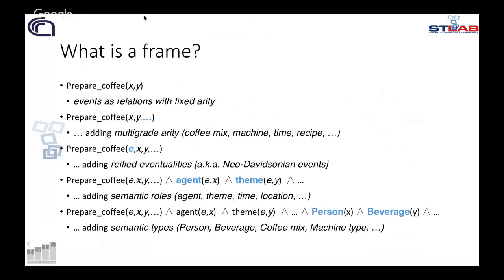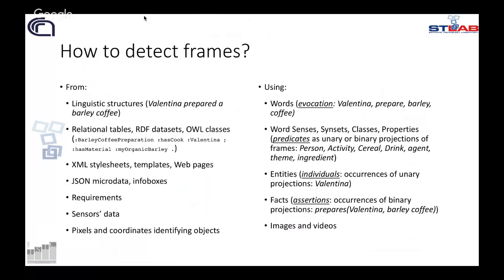And finally, we can also add the types that the arguments playing some role can have in the context of a certain occurrence of a frame. So, how can we detect a frame, or in general, where do we find them? In this slide, you can see there are two lists. On one end, we can detect frames in many different types of sources. For example, linguistic structures in text, or databases and other formats, or even sensor data, for example pixels and coordinates, so we can recognize and detect types of situations or frames.